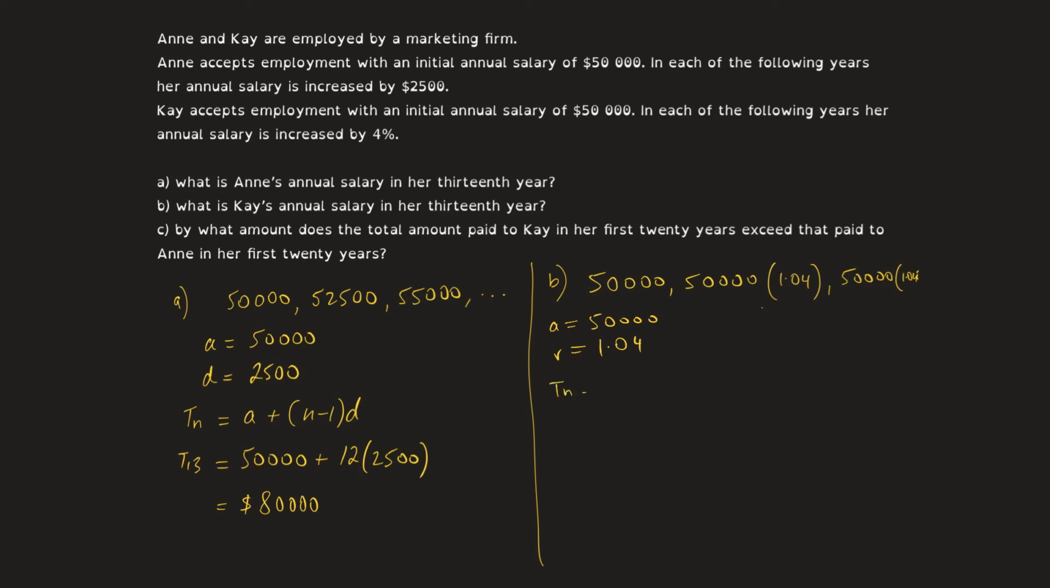So with our formula, to work out term 13, it's going to be 50,000 multiplied by 1.04 to the power of 12. And that's going to work out to be $80,051.61 to the nearest cent. So you can see Kay's salary in the 13th year is a little bit more than Anne's salary.